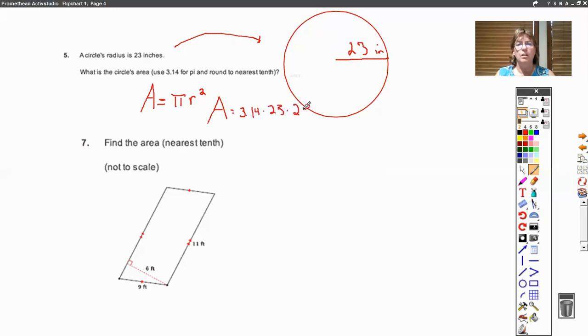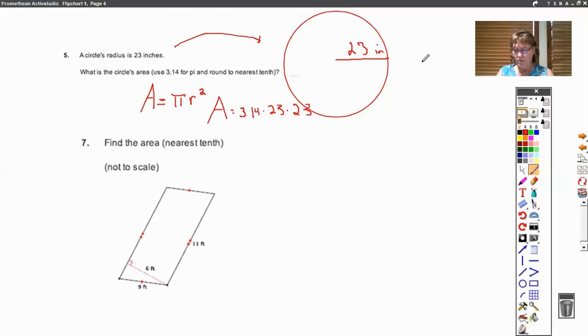times 23. Now, when you have numbers this large, I don't mind you using a calculator, okay? So you'll just go ahead and use that calculator just like I'm going to, because what I'm teaching you is the formula. I don't care right now if you can multiply 23 times 23. There's going to be times in your life where you have to prove that. Right now, I want you to prove that you know the formula and that you can solve this.